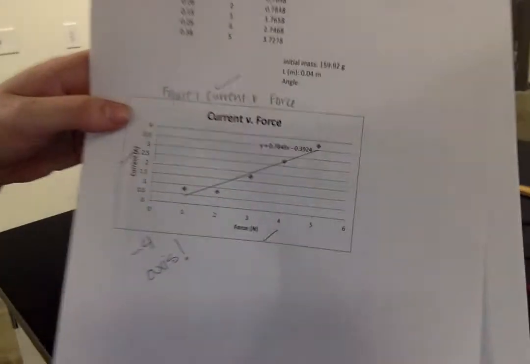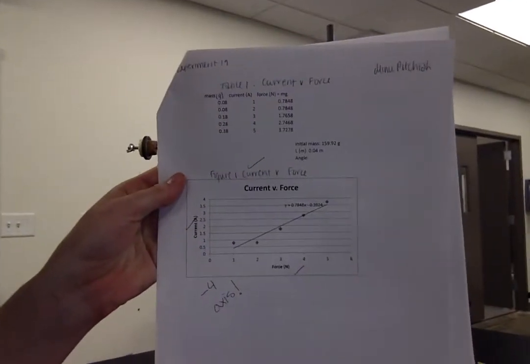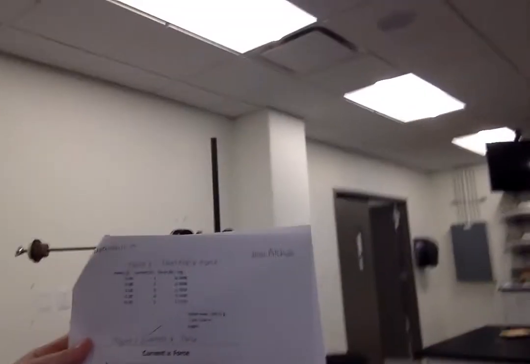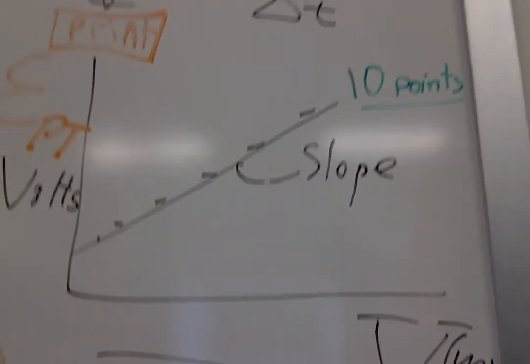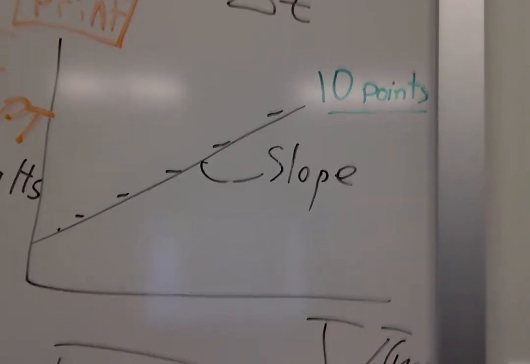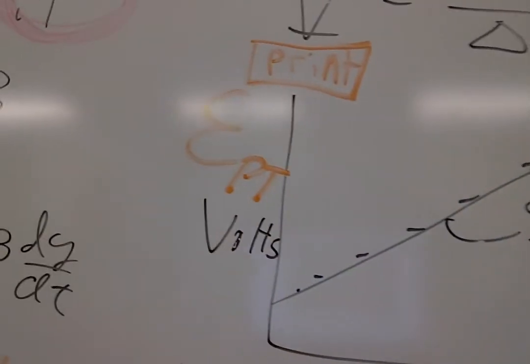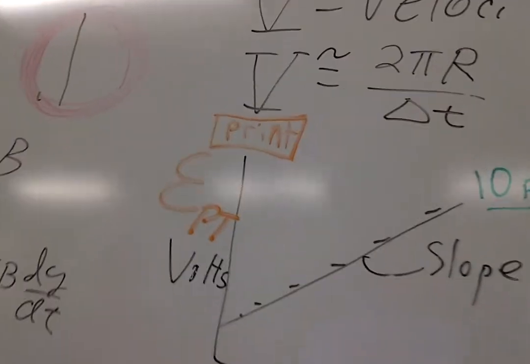And when you do your graph, you're going to make a graph that shows the slope of the velocity in meters per second compared to the voltage, which is in this case like your EMF, electromotive force.